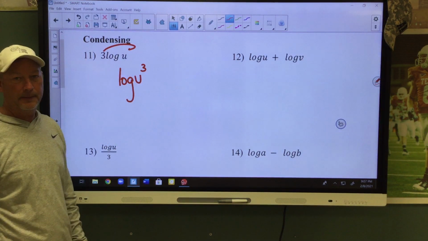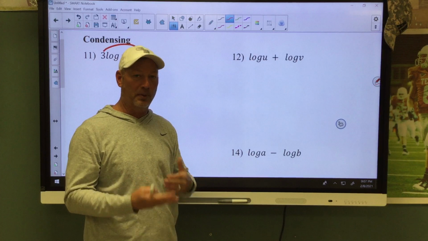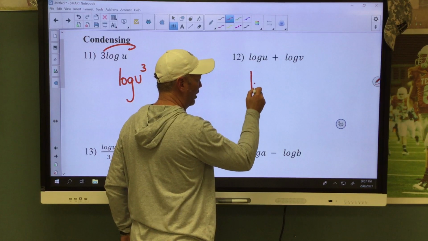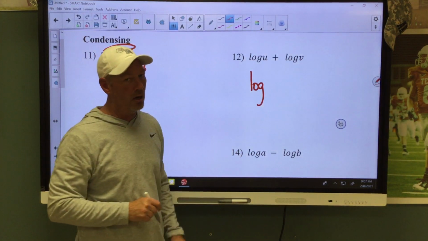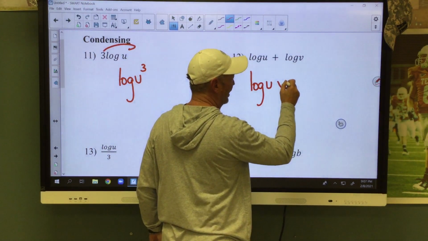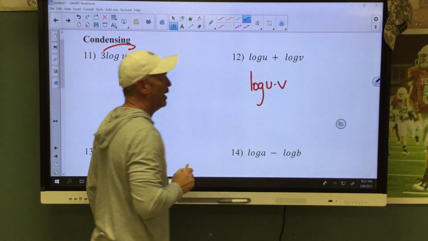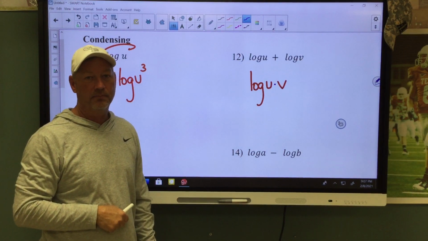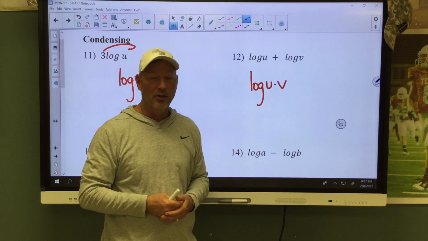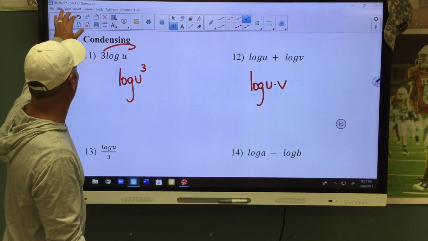We're just going backwards. I have addition. Remember what we said, addition goes along with multiplication. So we're putting it back together, we're squeezing it. So we're going to write log. We only write the word log one time, but we're going to say UV. If you think you need to, you can put the dot for the multiplication symbol, but you don't need it. We just know that it's U times V, and we can just squeeze it together as UV.